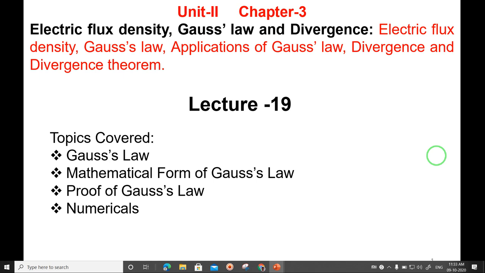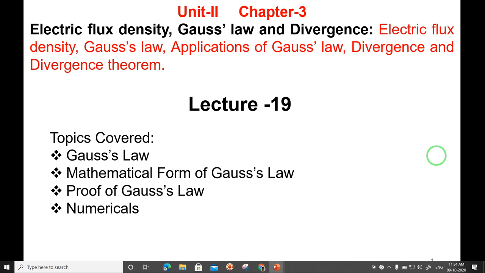In this chapter, we have already covered what electric flux density is, and the difference between electric field intensity and electric flux density, D and E, and the relationship between D and E: D equal to epsilon naught E. And we have established the formulas for D due to point charge, line charge, surface charge and volume charge.